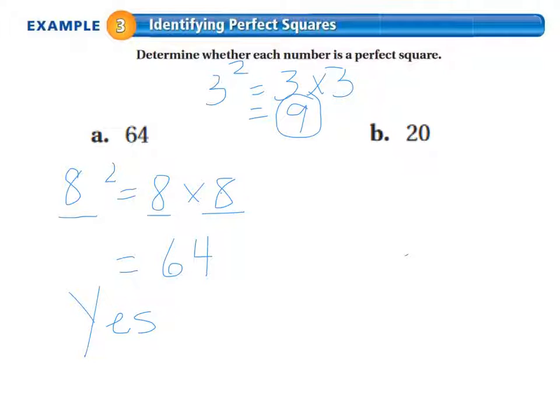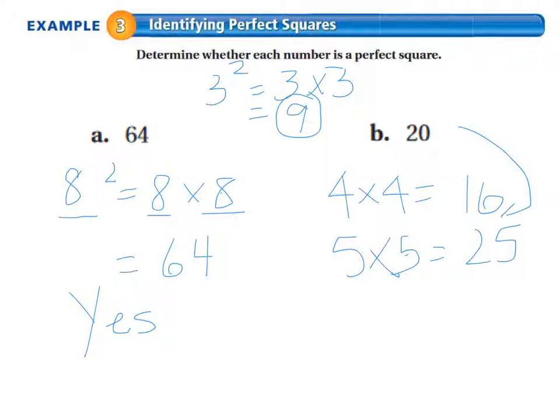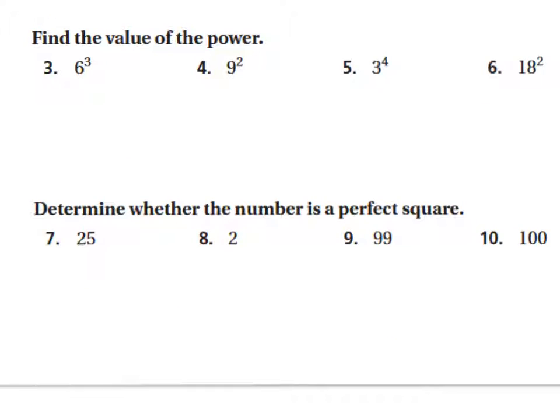Let's look at question B, 20. Thinking back, we can see that 3 times 3 was 9. Let's try 4 times 4. That would be 4 squared. That's 16. 5 times 5 would be 5 squared. That's 25. And we can see that 20 would fall in between there. So there is no whole number that we could square to get 20. So 20 is not a perfect square.